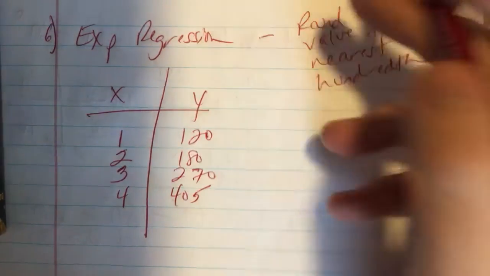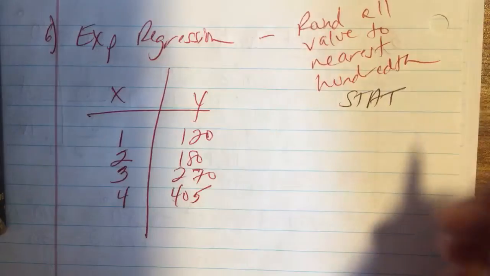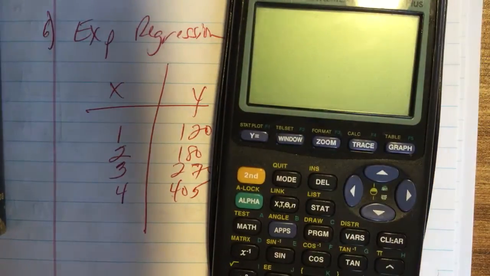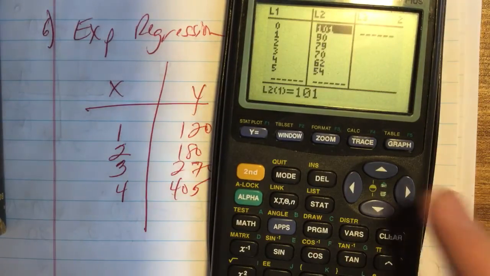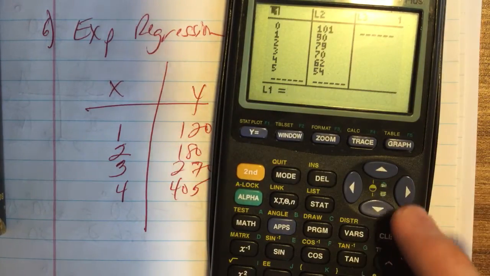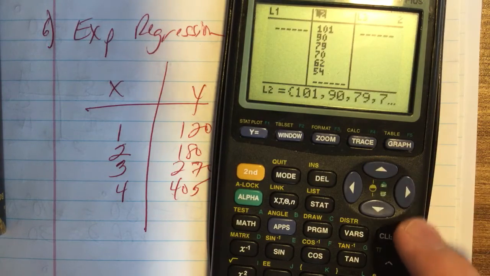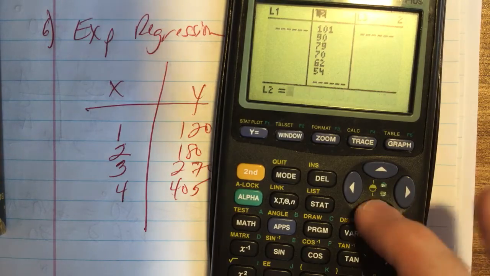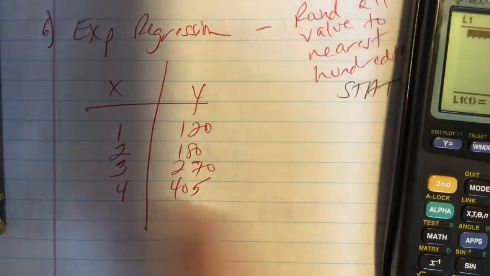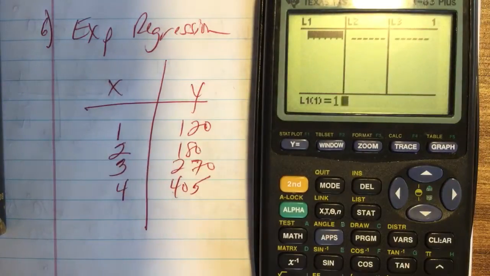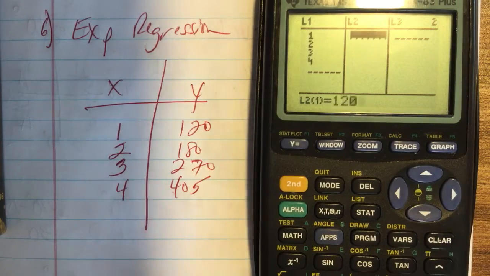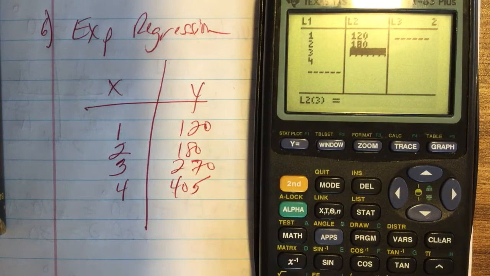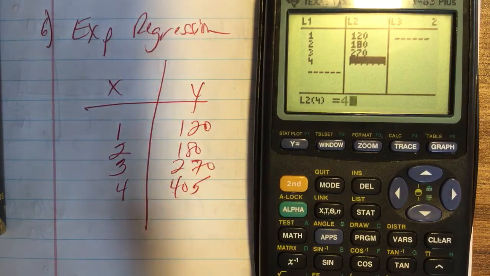We're going to go to the stat menu. We're going to press the stat menu, and then we're going to go to edit, and we're going to clear out whatever data we have in our list by highlighting over the list heading, hitting clear and down. Same thing for list 2. Highlight over list 2's heading, clear and down. Now we're going to enter the data. We're going to enter our input values into list 1 on different lines. And then we're going to enter our output values into list 2, 120, 180, whatever the chart reads, 210, 405.